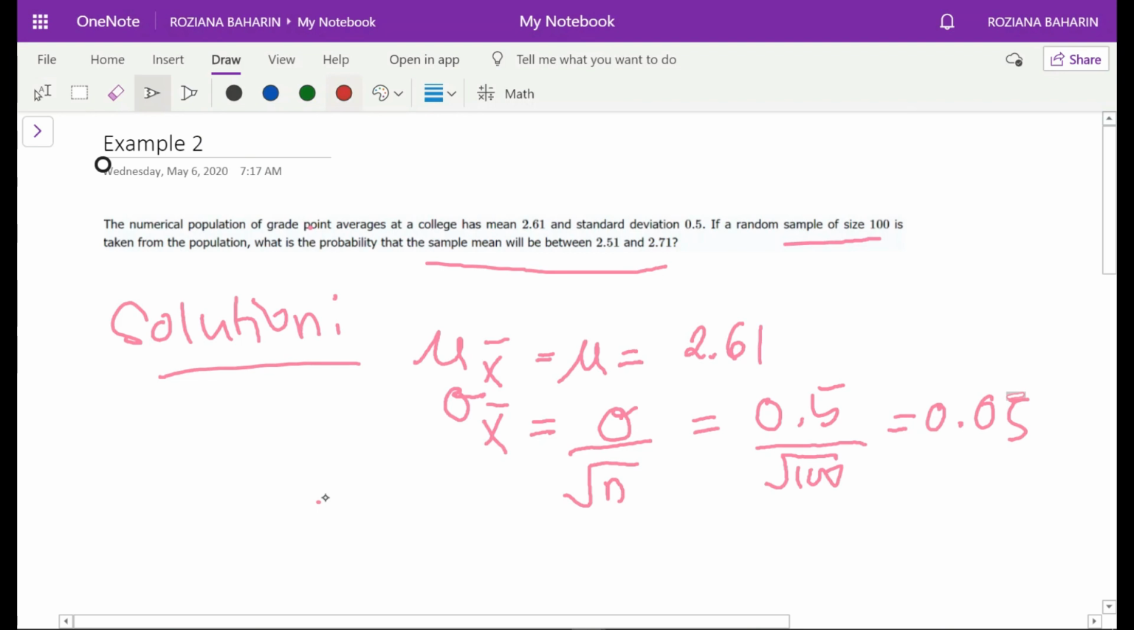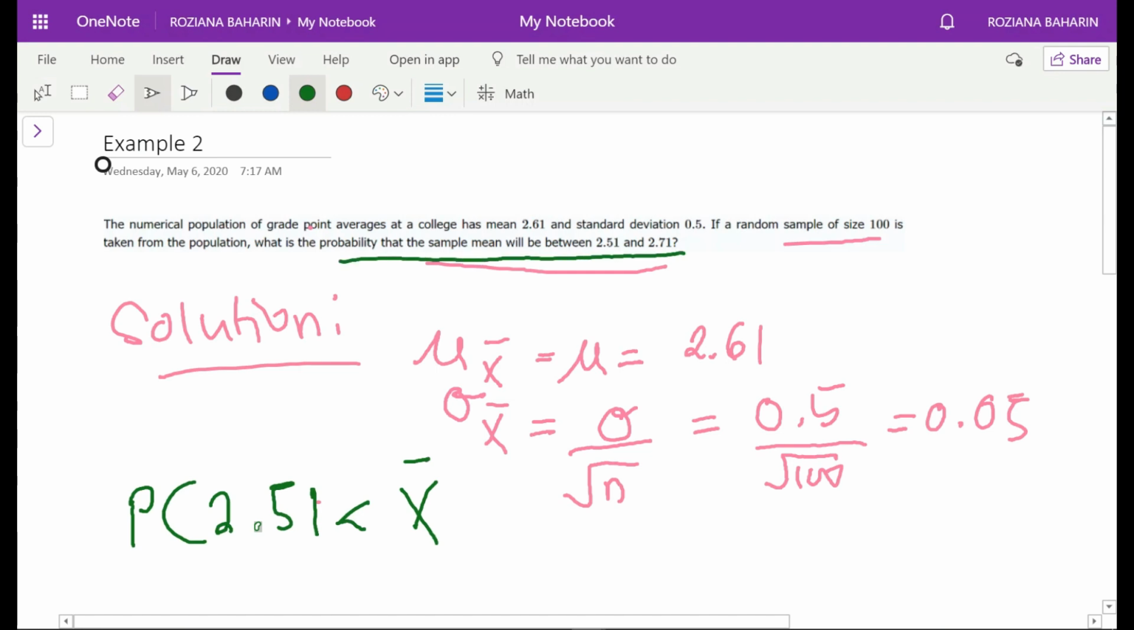Okay, they ask you to calculate the probability that your sample mean will be between 2.51 and 2.71. So the wording here: the probability of your sample mean, which is your x bar, between 2.51 and 2.71. The middle one should be x bar, because the question is the probability that the sample mean will be between 2.51 and 2.71. Okay, so this is how you write it: probability of your sample mean between 2.51 and 2.71.